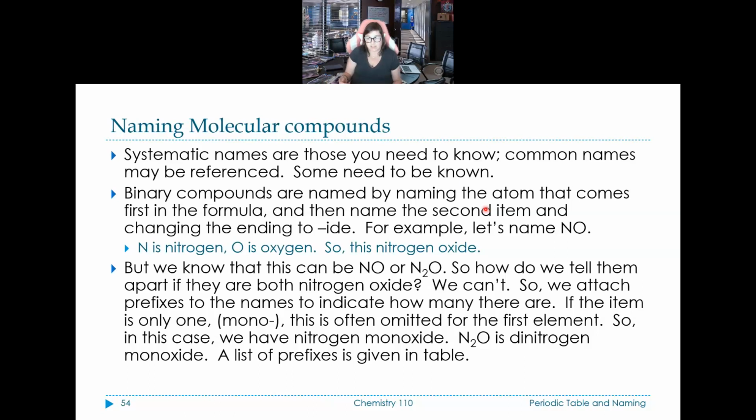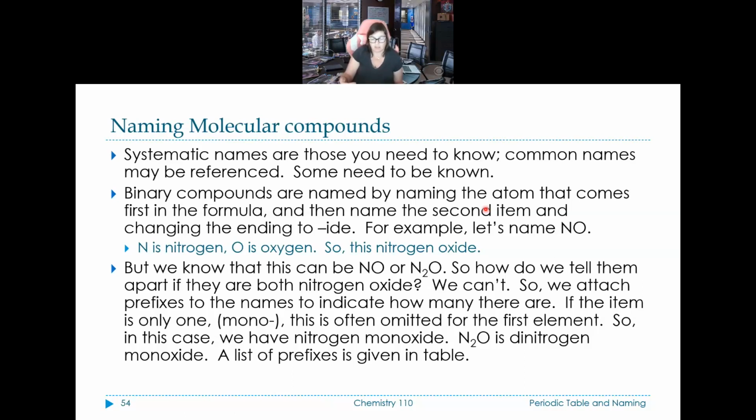We can't, so we attach prefixes to the names to indicate how many there are. Unlike ionic compounds, which have a fixed ratio in which they hang out to make sure they're satisfied electrically, these could hang out in many different ways. And so we need to make sure that we say how many of each there are. If the item is only one, the mono can be omitted for the first element. It's not always done.